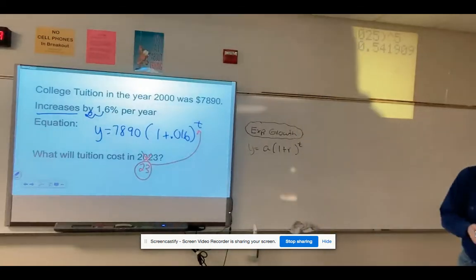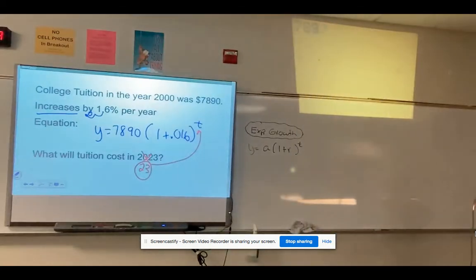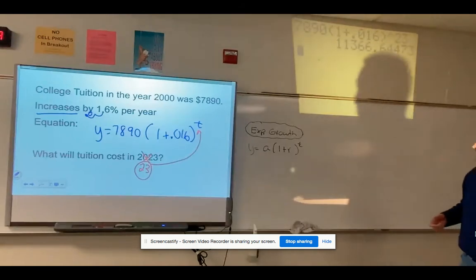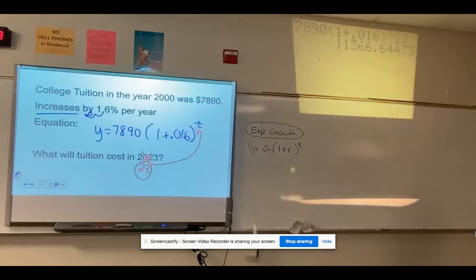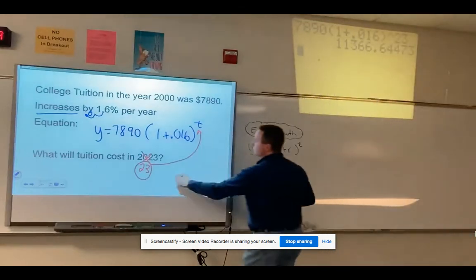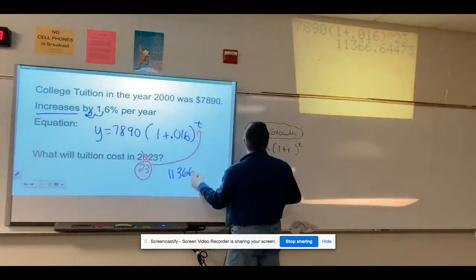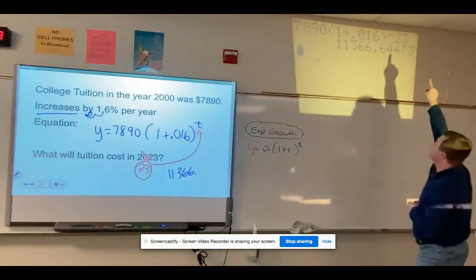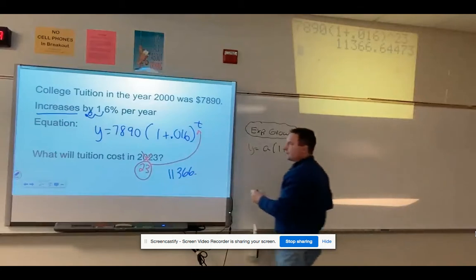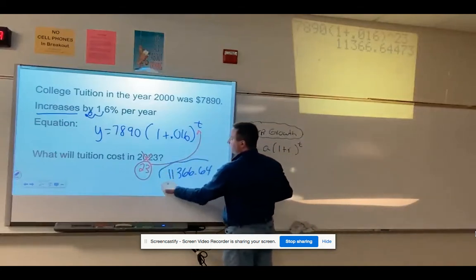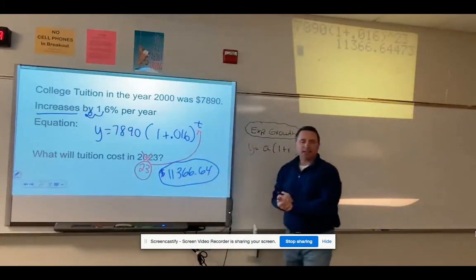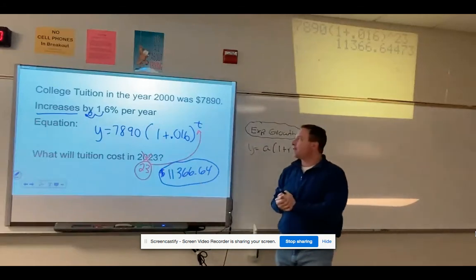Again, if I go back to my calculator real quick, I'll take the 7890, 1 plus 0.016 raised to the 23rd power. The college tuition would be about $11,366. And if I go 2 decimal places, it's going to stay 64 cents. So it's a pretty user-friendly equation, pretty user-friendly formula.